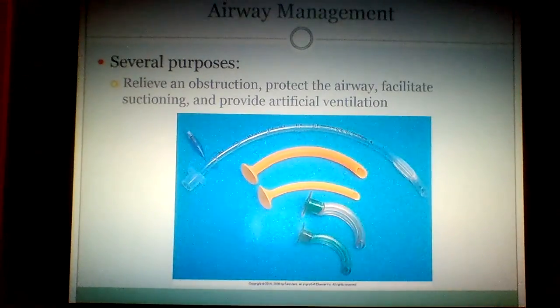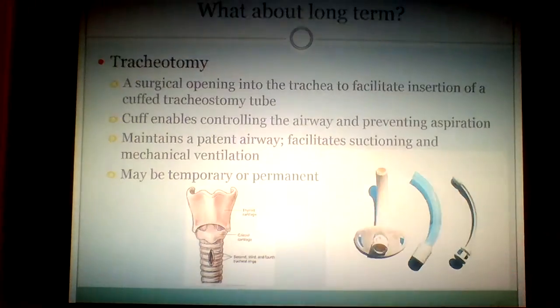So when we think about a little bit of long-term airway management, we start to think about the tracheotomy. This is going to be a little bit more long-term. One thing I do want to say to you is tracheotomy is a surgical incision in the trachea, so we can maintain airway, and a tracheostomy is actually the opening. Tracheotomy is the actual incision, and tracheostomy is the opening.